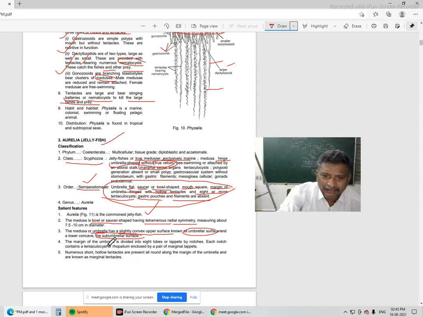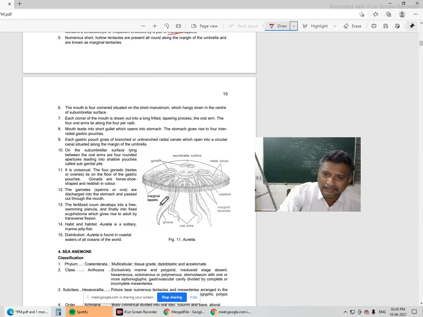The margin of the umbrella is divided into 8 lobes. You remember, notches are there. So based on that property, we can say that it is Aurelia. See this, from here to here, how the umbrella shape is.